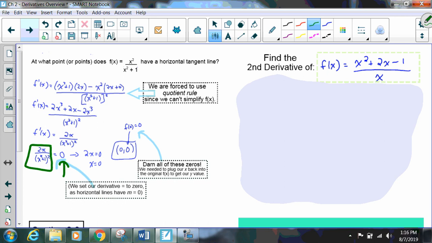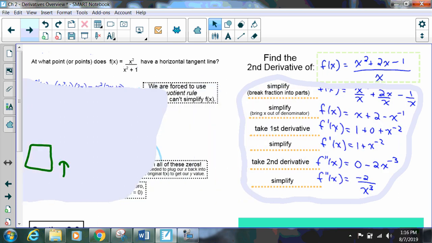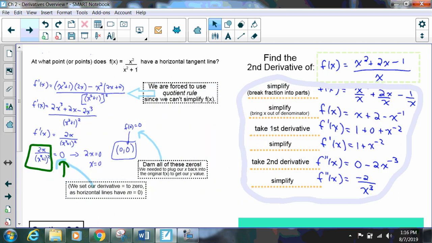zeros. It happens. All right, if you want to pause and find the second derivative of this function, I would go ahead and do that and write it down. And here we go, looking at the answer. Not sure what's going on with this purple. There we go, we can see it better.